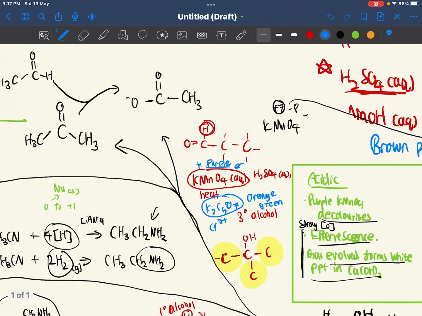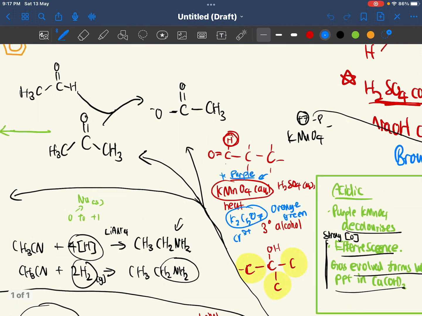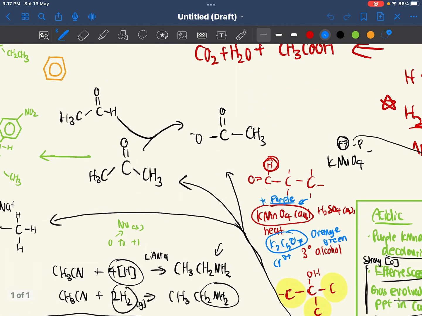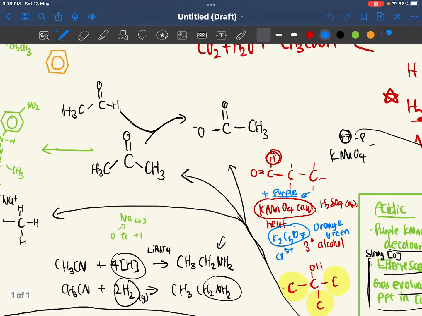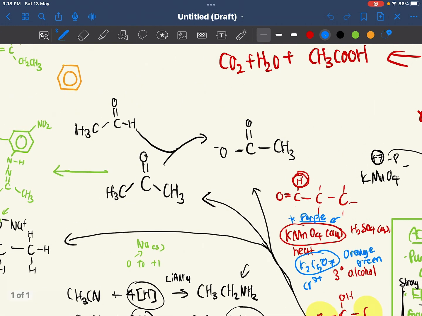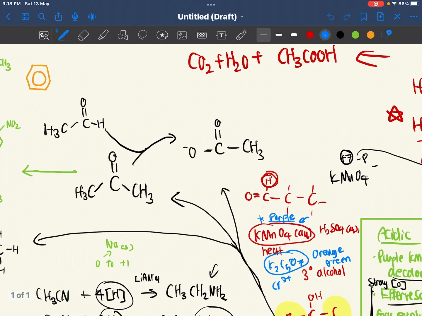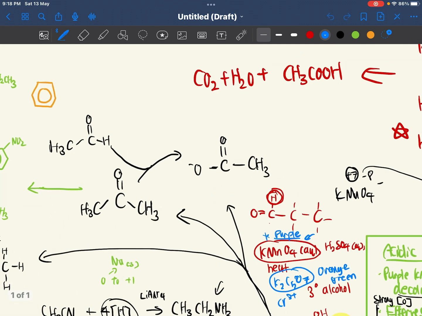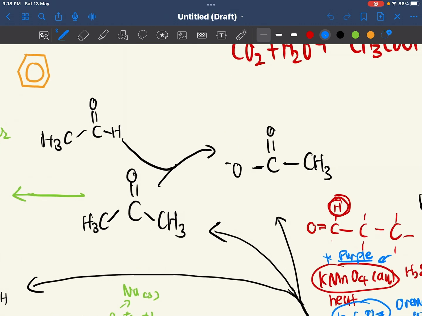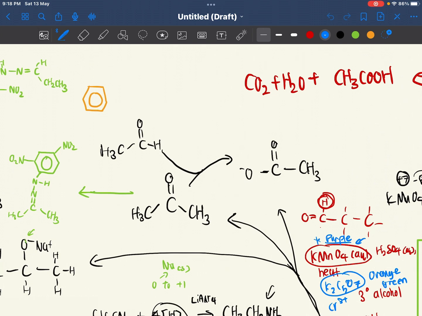So it's KMnO4, like I said earlier, or we can use potassium dichromate as well. It must be heating, with sulfuric acid, or you can use an alkaline medium as well. Okay. So now we have our ketone over here. This is called propanone. When we name our ketones, we always end with -one: propanone.